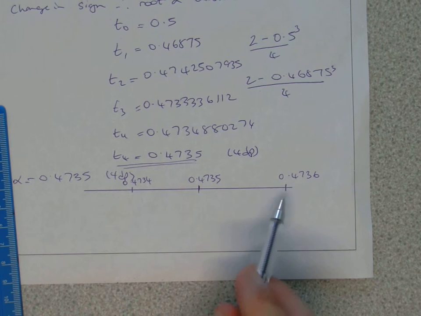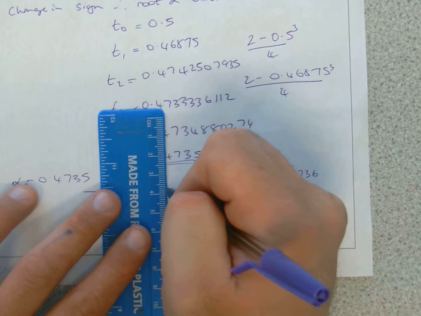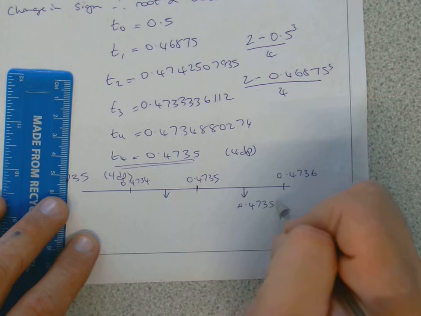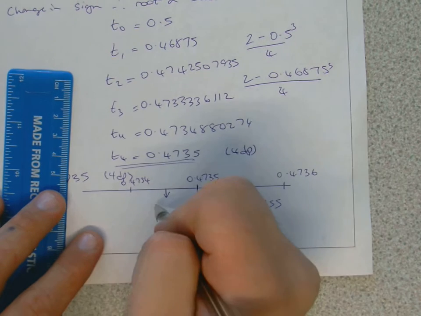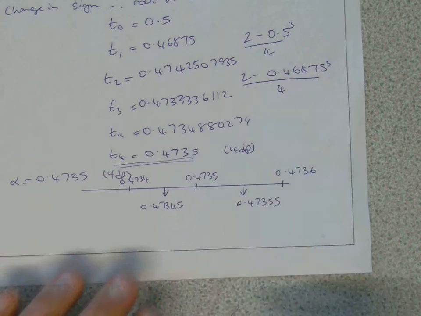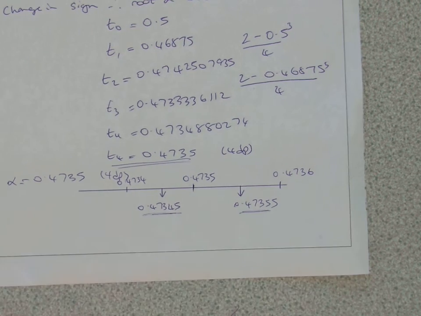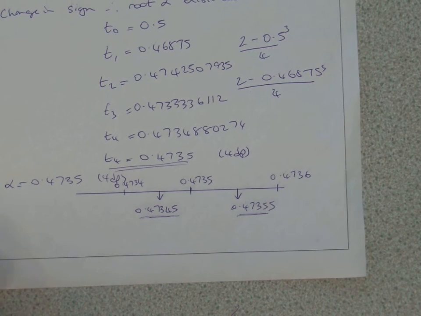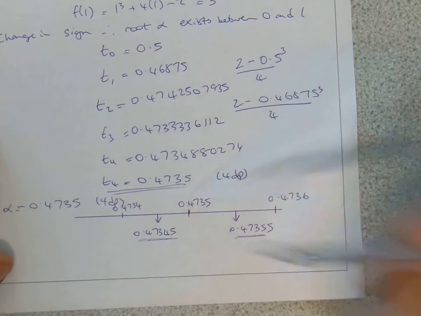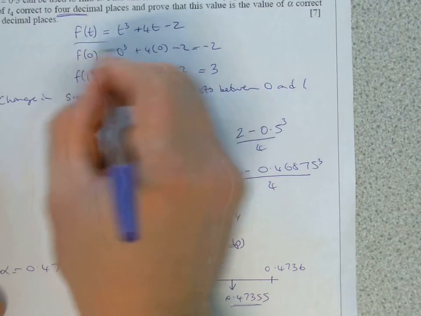So that's the answer I've got to 4 decimal places, the one below it, the one above it. What you do then is you go in the middle of those two to check what we've got here. So here would be 0.47355, and the one between these two values would be 0.47345. Now that we've got these, we need to check these solutions in our original function, just like before, to see if we're going to have a change in sign. And if there's a change in sign, we can then be confident that this answer is correct to 4 decimal places. So if we go back to our original function, which is up here, this is our original function.